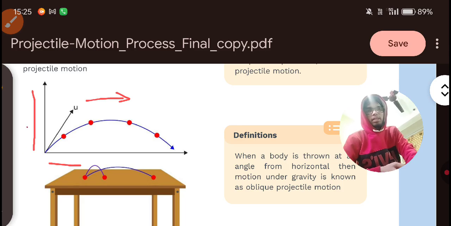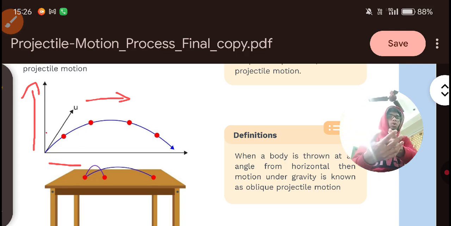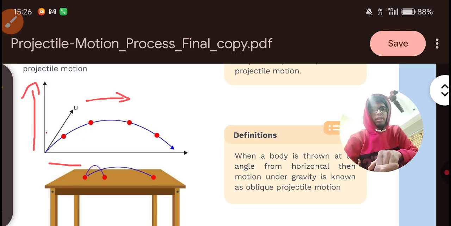In this, you have to understand that the object will be covering some distance, covering this horizontal line. At the same time, that object will also be covering this vertical line. At the same time, any object will be covering these two axes. That's why we call it two dimensional. When an object is covering three axes, x, y, z, then we call it three dimensional.